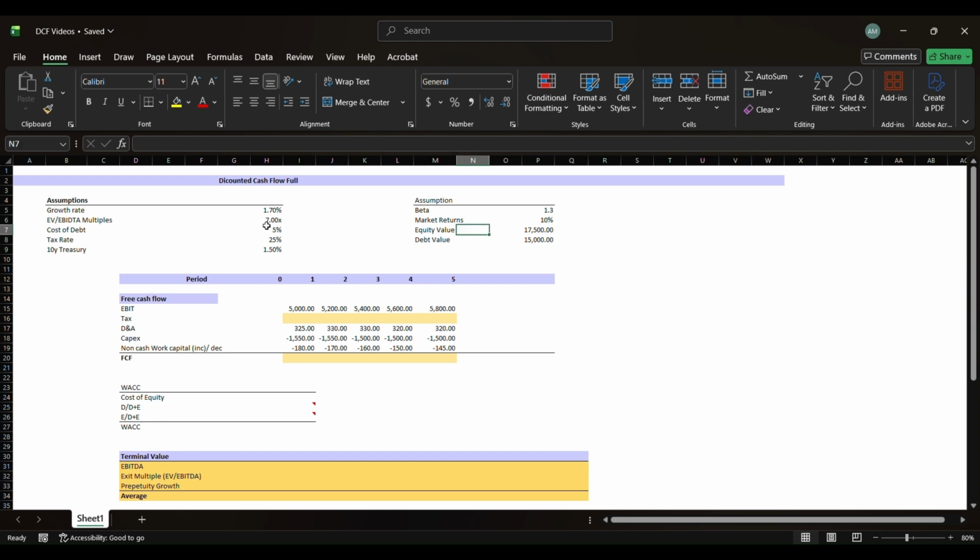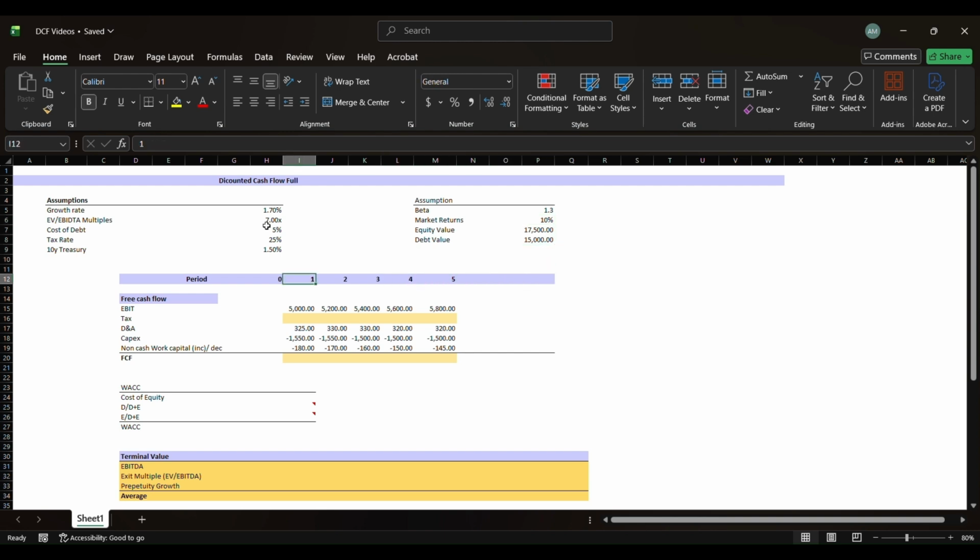On the right hand side, the beta is 1.3, which indicates the stock is slightly more volatile than the market. Second is the expected market return, which is 10%. These assumptions are critical because they directly affect the discount rate and the terminal value.